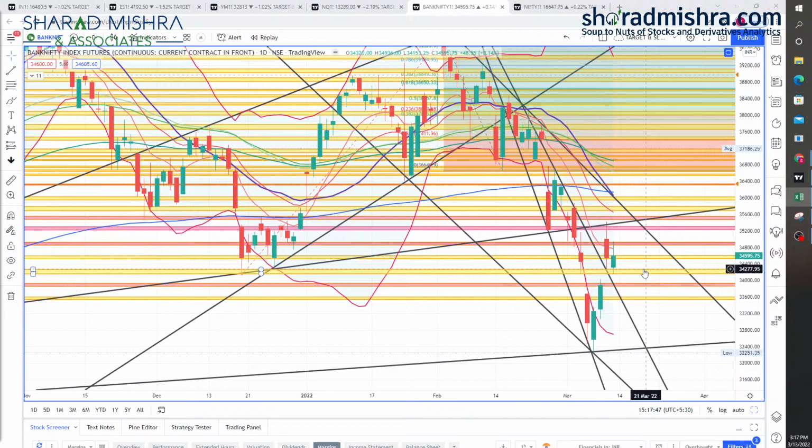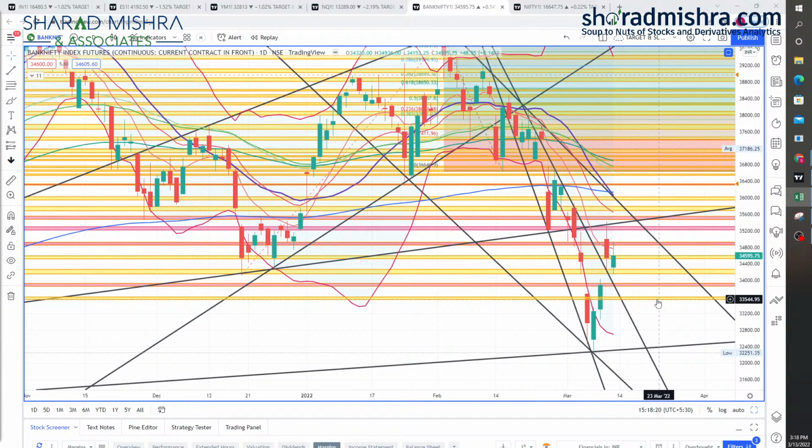The support lies at 34,200 odd. At 34,000 the PCR is 2.84, meaning decent put writing is there, and this is the level at which FIs are holding short puts. However, the strong short put writing is somewhere around 33,800 odd. This is a very strong support zone. Till this support is broken on the downside, this will be a buy on dips kind of zone for Bank Nifty futures. If at this level there is support for Bank Nifty futures, we might try to cover our shorts.